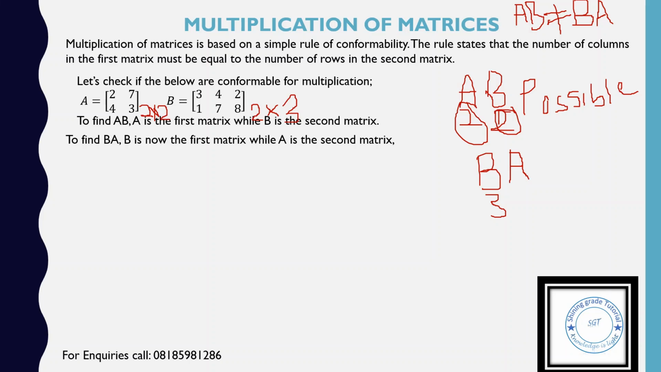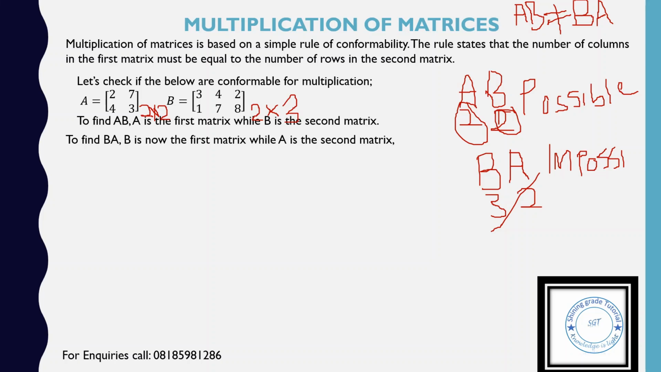A is the second matrix. How many rows does it have? 1, 2. So are they equal? No, not equal. That means they are not conformable. So therefore it is impossible to find BA. But AB is possible. So BA is not possible. Can we see that now?